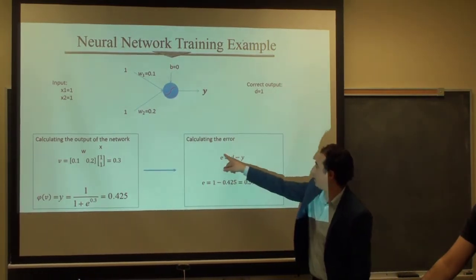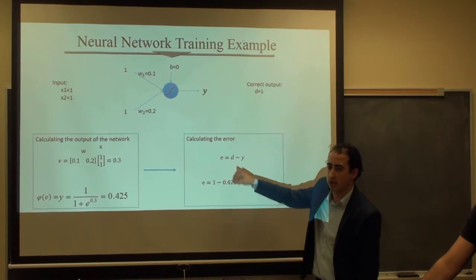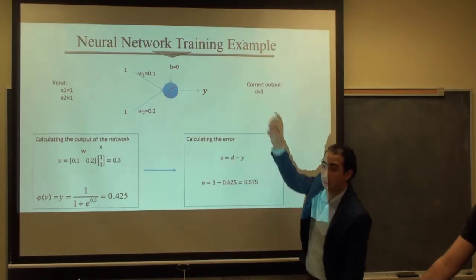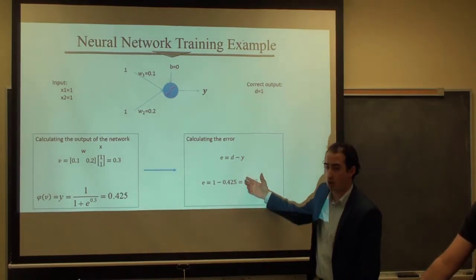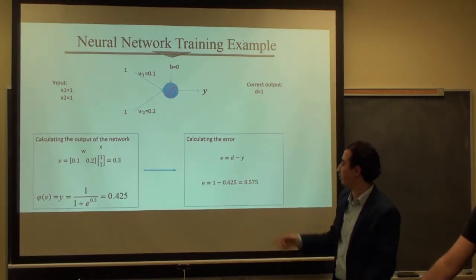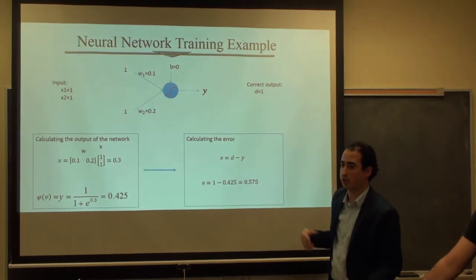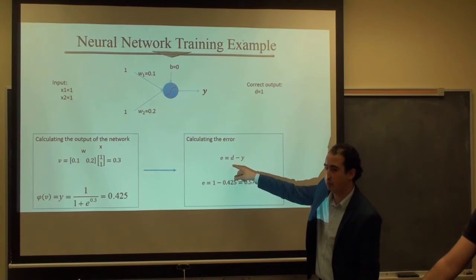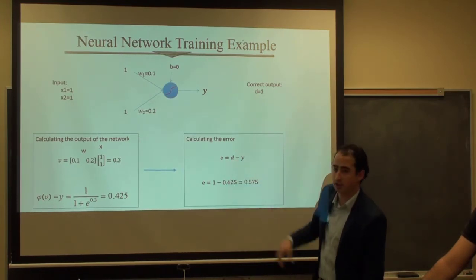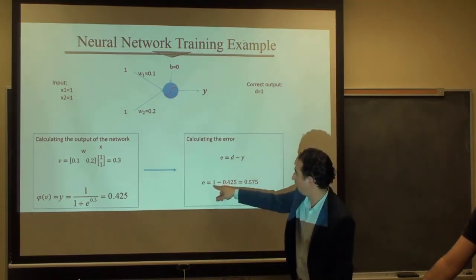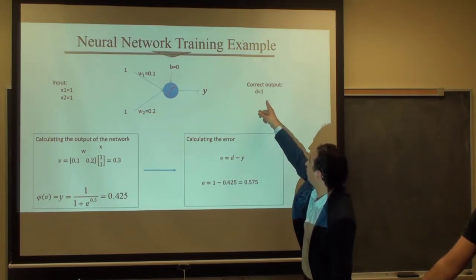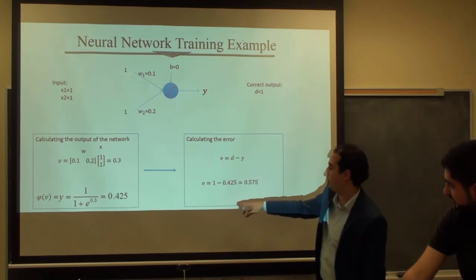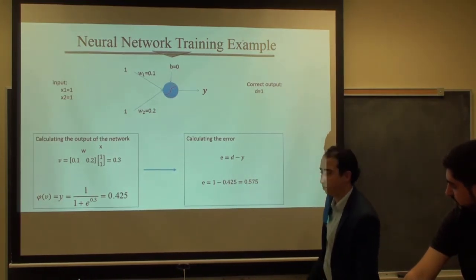So how to calculate the error? The error is d minus y. What is the d? The d is the actual output that we want, and our actual output that we want is 1. What is the y? The y is the output we get from the neural network. So that's how we calculate the error: the actual output that we need minus the output that we get. We have the actual output that we want, 1, minus the one that we got from there, so it's going to give us 0.575.